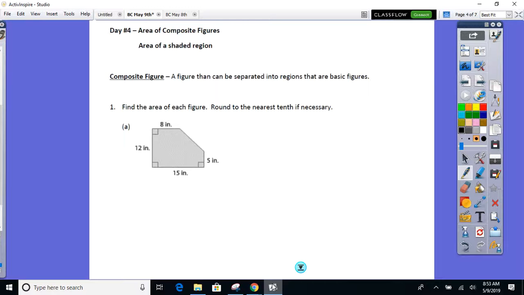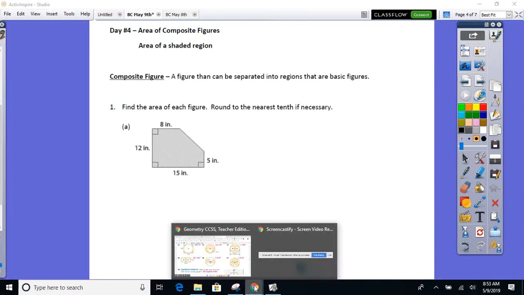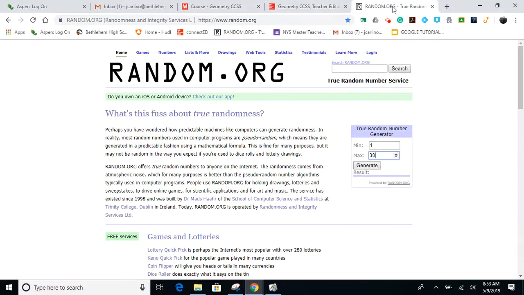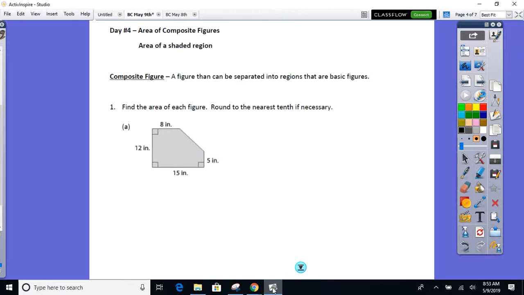So look at my composite figure here on A. Can we break this up into figures we are familiar with? And the answer is you're darn right we can. We can break it up in a lot of different ways, actually. So I'm going to ask just one person to break it up for us, and then we'll go with that method. Here you go, 22. How do you want to break this bad boy up?